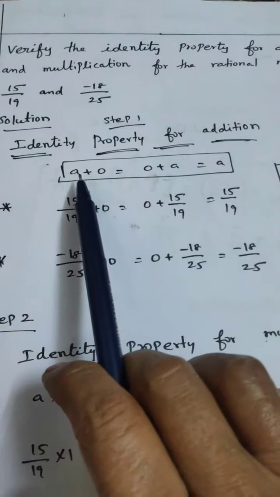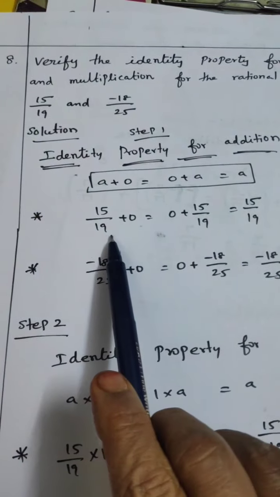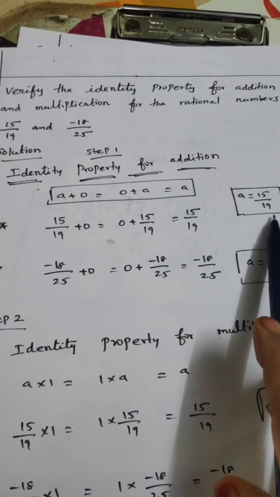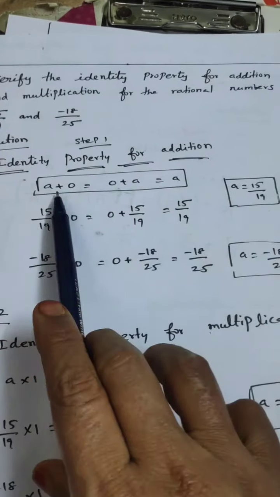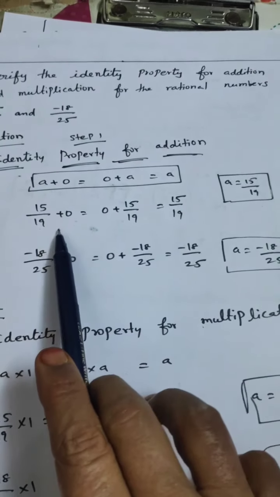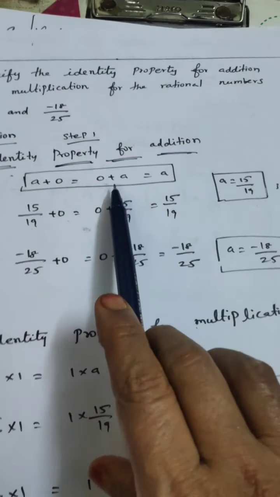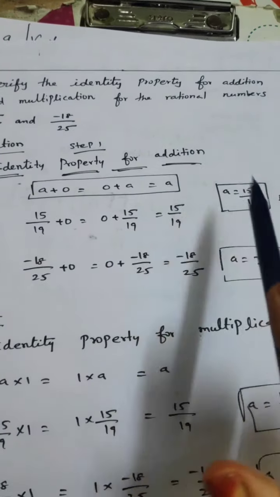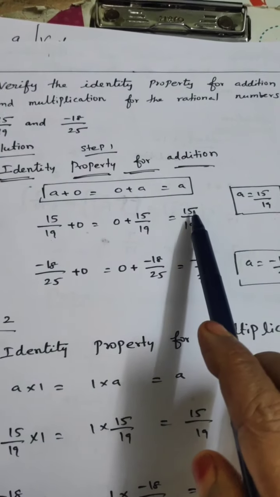Listen. A value equal to the first sum is 15 by 19. You want A value equal to 15 by 19, so straightly you write 15 by 19. Next symbol is plus. 0 straight 0 is equal to 0 straight 0. Plus symbol straight plus symbol. A value equal to 15 by 19 is equal to what is the value? A. So 15 by 19.